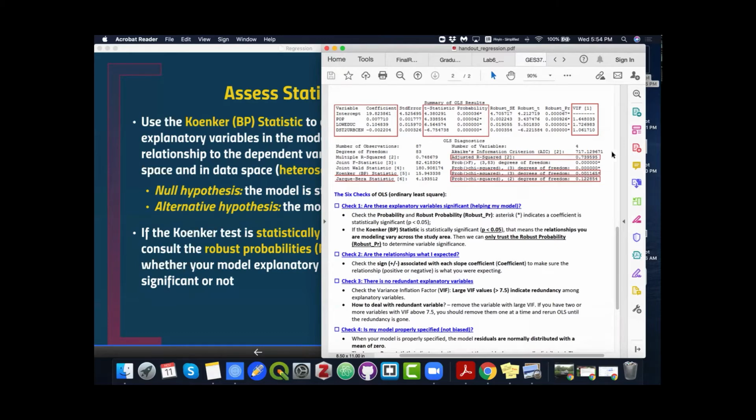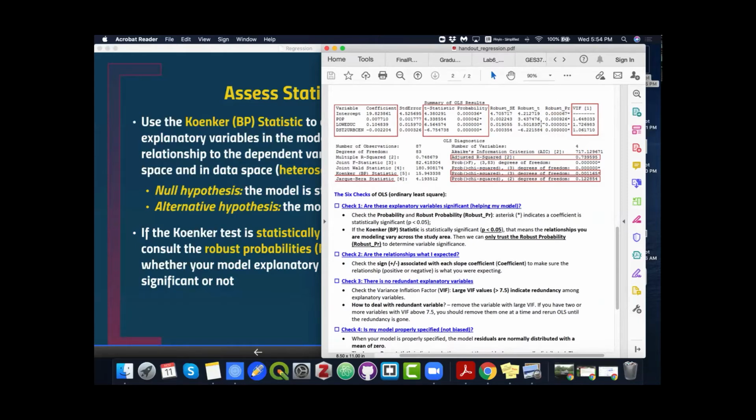So in this particular case, we have to refer to the Robust_Pr. And if we are looking at the Robust_Pr, the robust p-value, all the variables are still significant. So in this case, we can pass our check 1. I'm not sure if there are any questions. I know we have a lot of numbers to read.